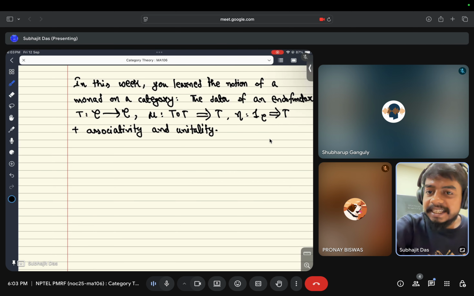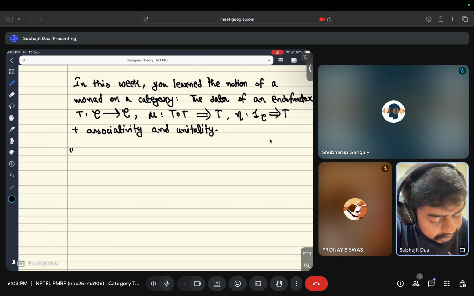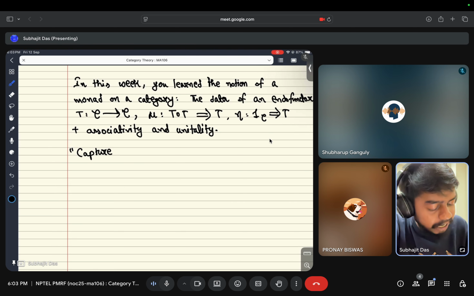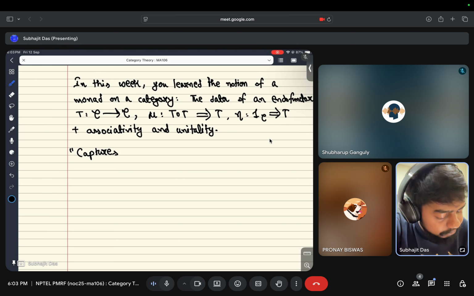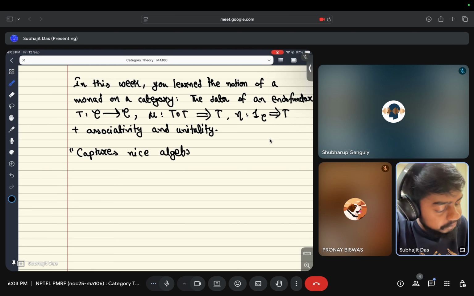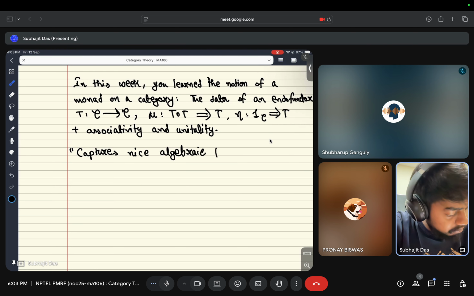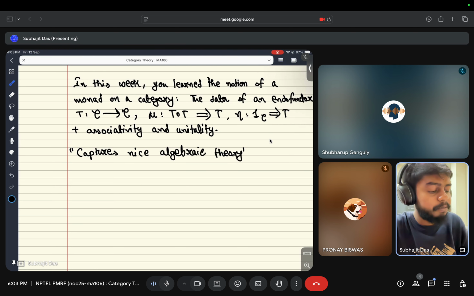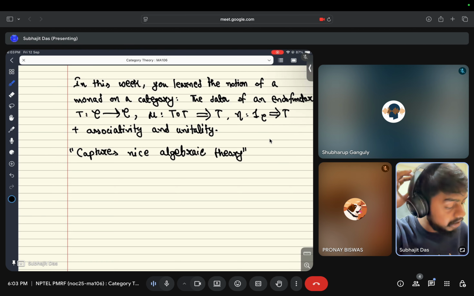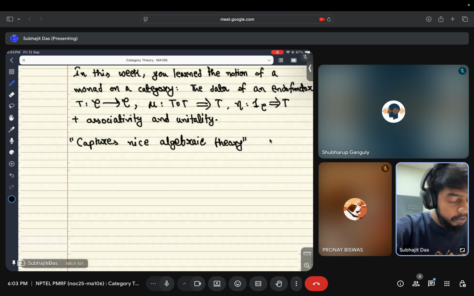Now, the interesting thing is that monads are useful in the sense that they capture algebraic theories, or to be very precise, nice algebraic theories. So, we won't get into the details of what this means, but let's just put it under caption. Captures nice algebraic theories. In other words, corresponding to every algebraic theory, you have a certain monad which sort of characterizes it.